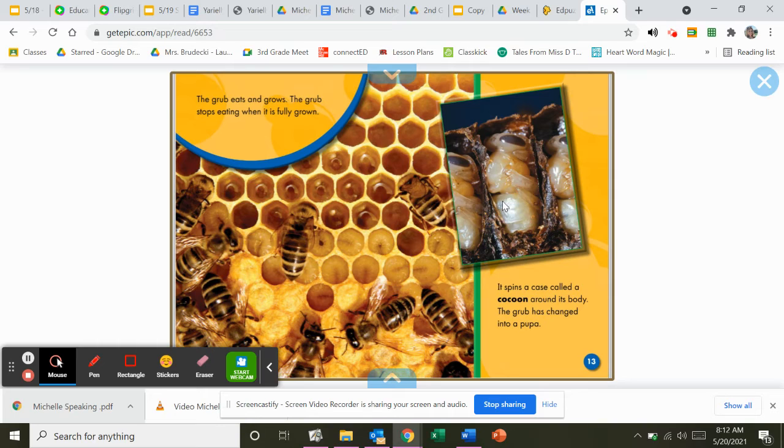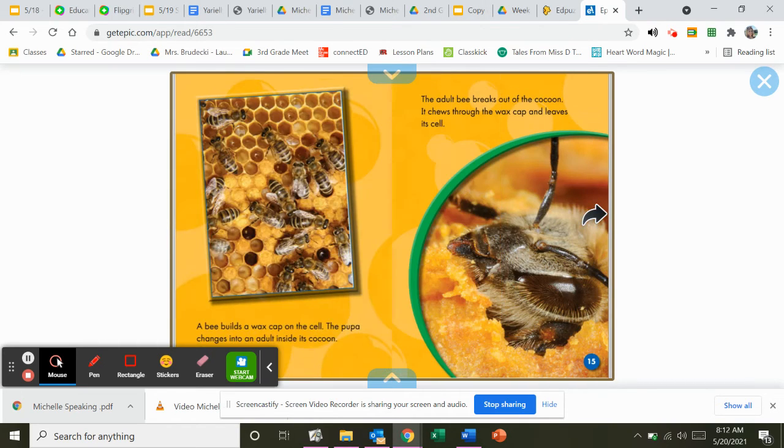So they're using a lot of the same vocabulary words, but they're a little different when they're talking about bees compared to ladybugs. A bee builds a wax cap on the cell. The pupa changes into an adult inside its cocoon. The adult bee breaks out of the cocoon. It chews through the wax cap and leaves its cell.